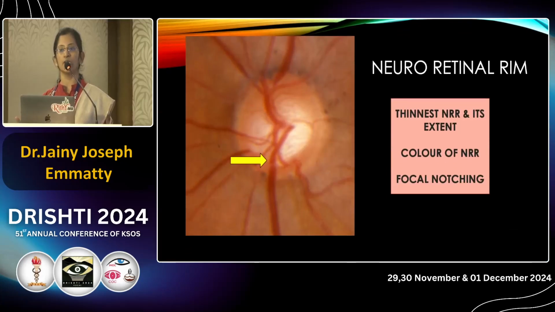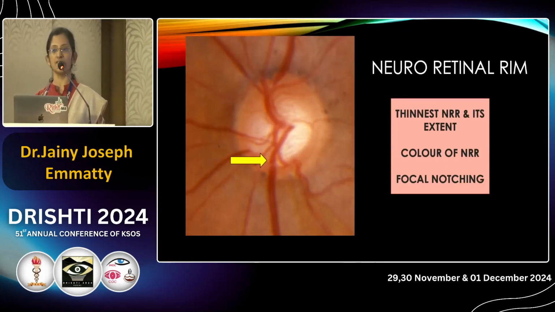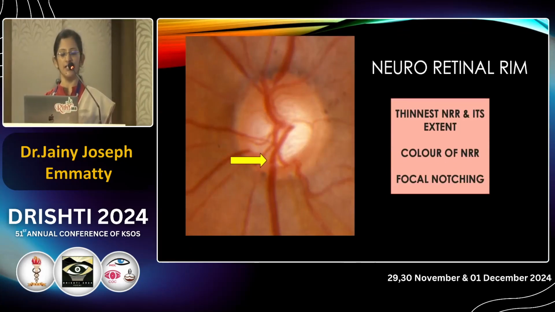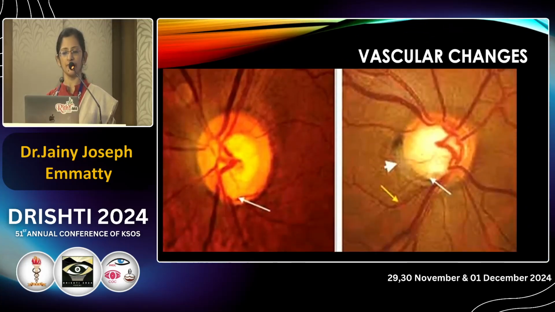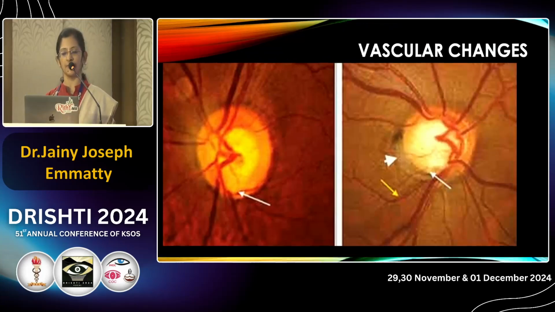Then comes the neuroretinal rim. As I told you, the thinnest neuroretinal rim should be identified. And the extent of the lost NRR, particularly the color and the focal notching, is very important in interpreting a glaucomatous disc. Then come the vascular changes. I told you the bending of the vessel is very important because it helps us with contour cupping. You should find the cup by the contour change of the blood vessels rather than the color cupping.